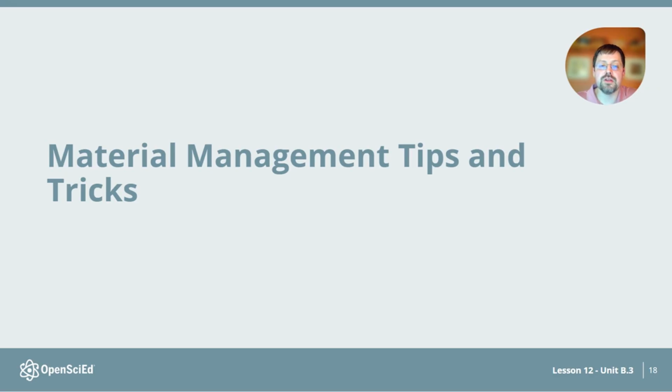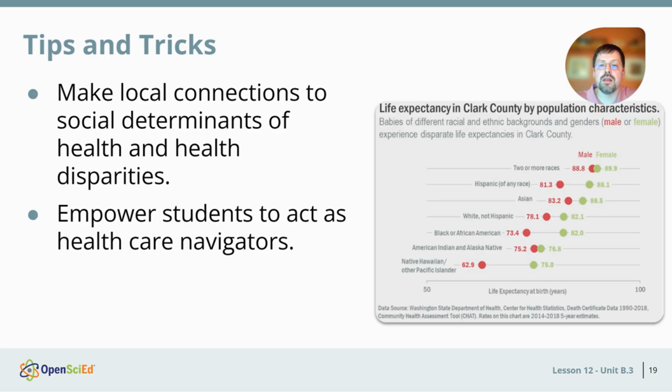Here are a few material management tips and tricks. This lesson provides an opportunity for students to learn about health outcome disparities and social determinants of health in their own community. I learned some things about my community as well. For example, there are some groups in my community that have a life expectancy of 88 years old and others that only have a life expectancy of 53 years old. Emphasize with students that they can use what they've learned about cancer in this unit to live healthier lives and act as healthcare navigators for their friends and family.